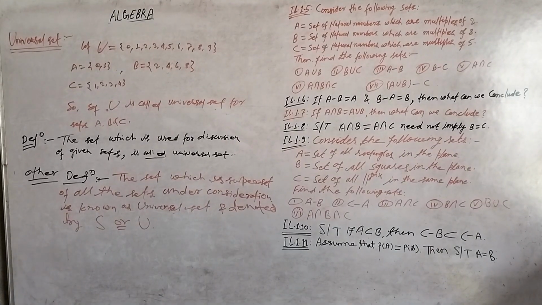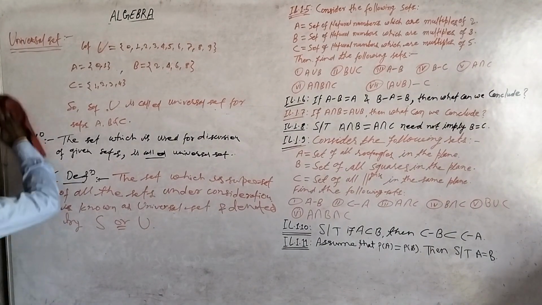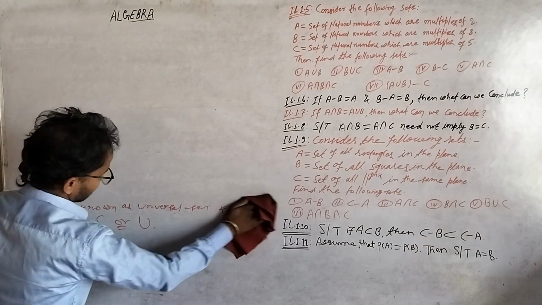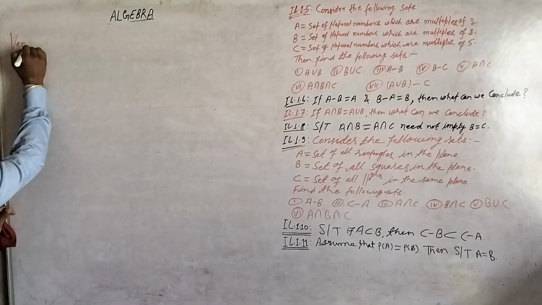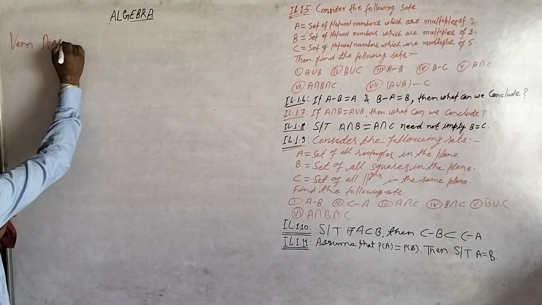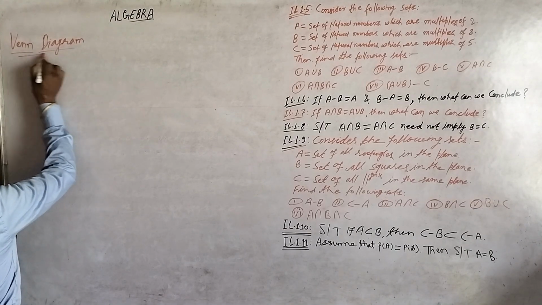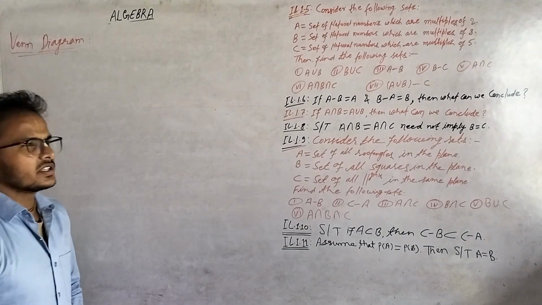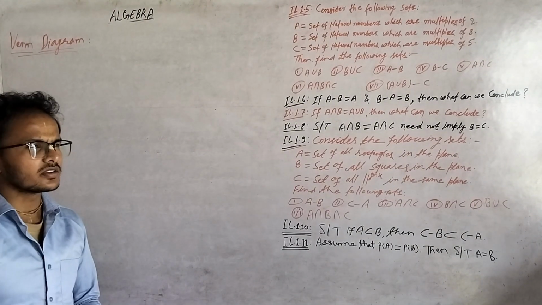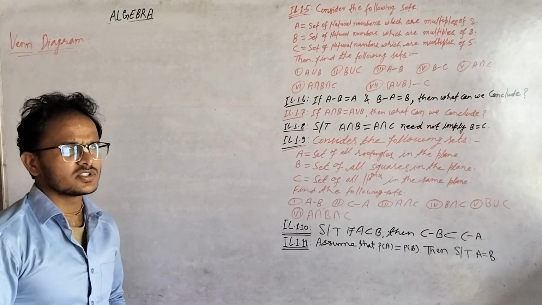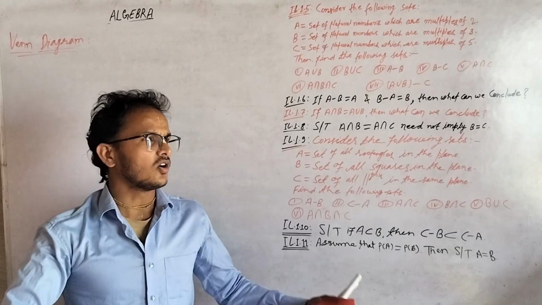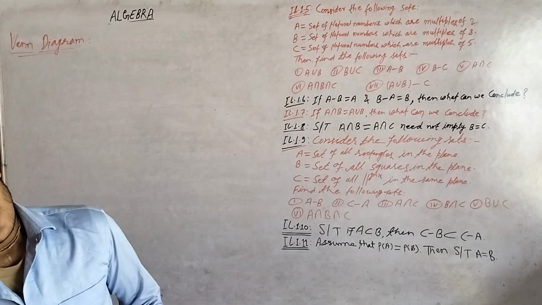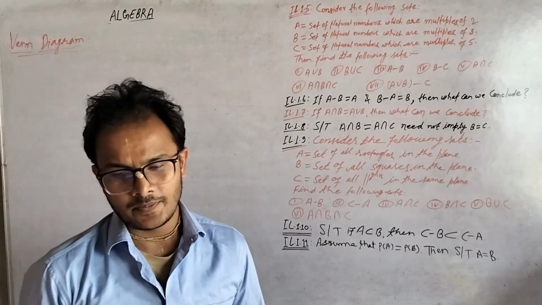Now we discuss Venn diagram. Venn diagram means, generally we use it for the representation of sets. Most of the relationships between the sets can be represented by diagrams, and all the related sets are represented by a Venn diagram.